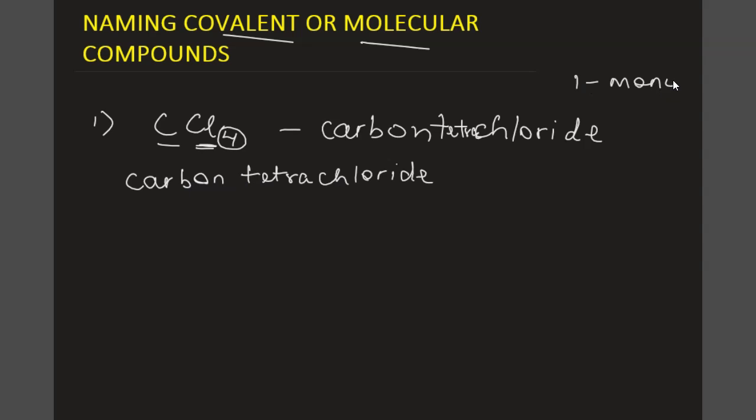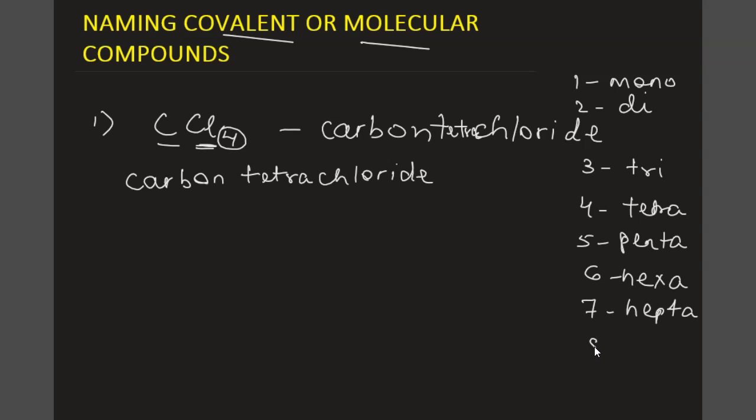For subscript 1 we write mono, 2 is di, 3 is tri, 4 is tetra, 5 is penta, 6 is hexa, 7 is hepta, 8 is octa, 9 is nona, and 10 is deca.